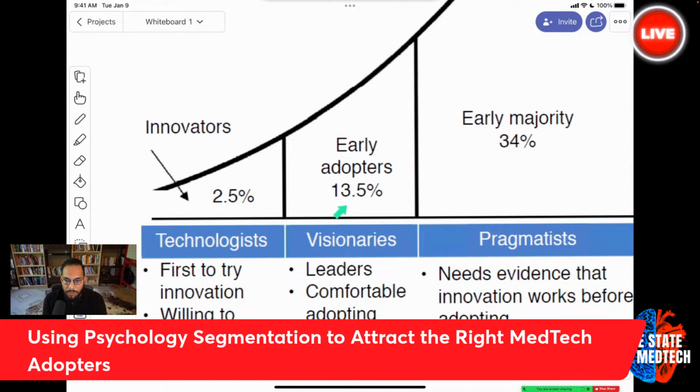Your visionary is going to be somebody who, and no offense to the technologists out there, is going to be a little bit more of a key opinion leader, right? Mainly a KOL.